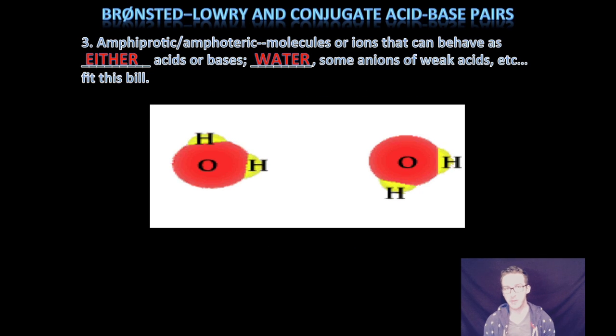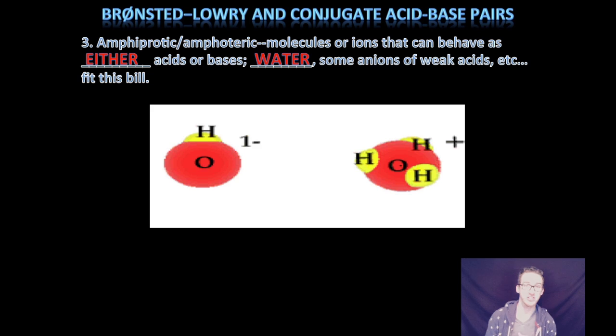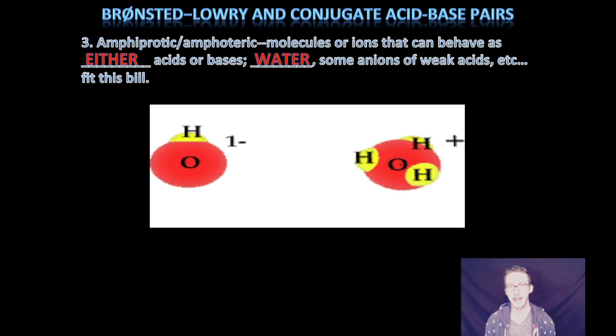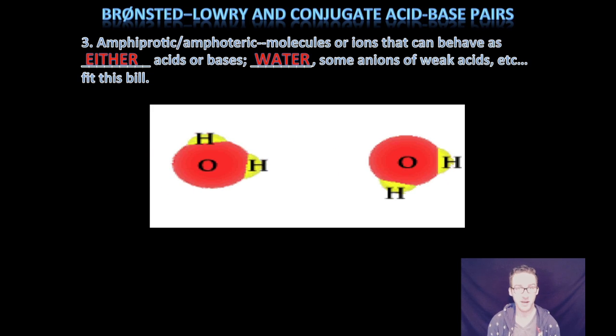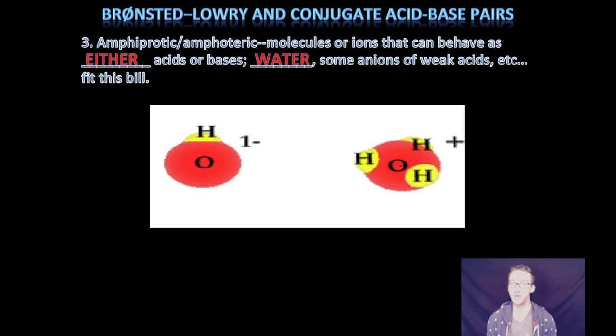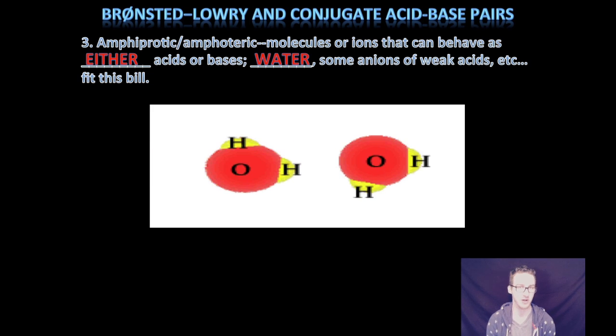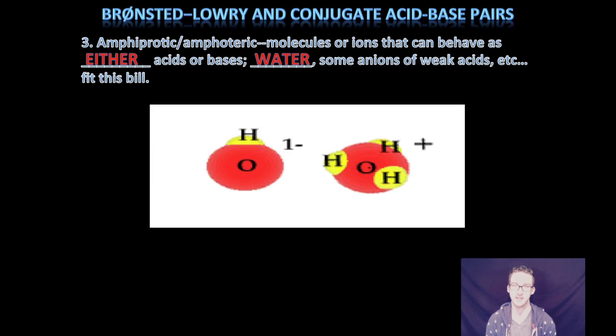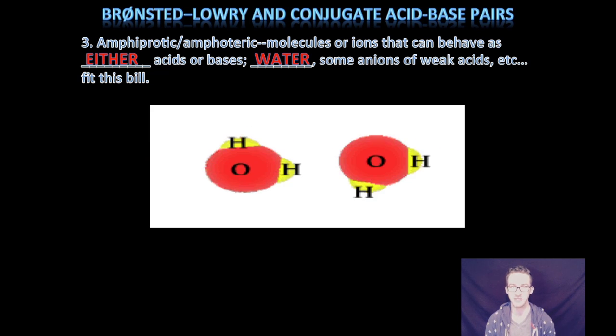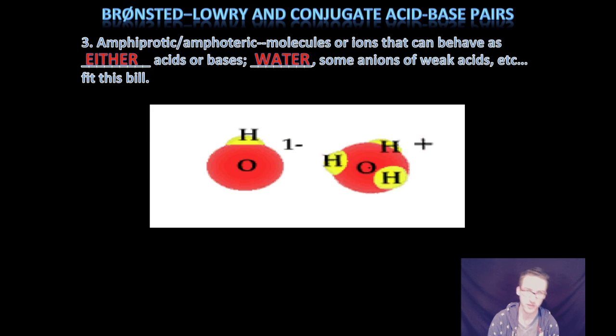Then an important vocabulary word to keep in mind here when we talk about conjugate acid-base pairs is amphiprotic or amphoteric species. These are things that can behave as either acids or bases. Water is the prime example, but there are some other things that can act as both an acid or a base. So it's got to have something that has a hydrogen ion to start with, and it's got to have a lone pair of electrons to accept a hydrogen ion.